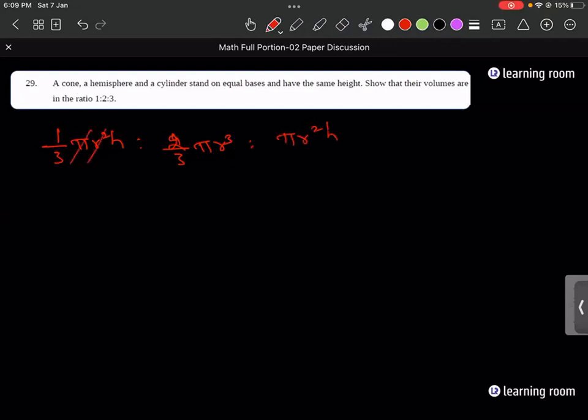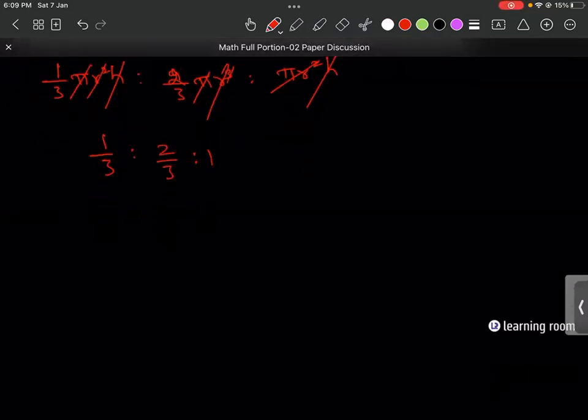So what gets cancelled? Pi r square, pi r square, pi r square. The radius will be equal to height, so height also will be r. That gets cancelled. So 1 by 3 is to 2 by 3 is to 1. Multiply throughout with 3, so you'll get 1 is to 2 is to 3. Simple, no?